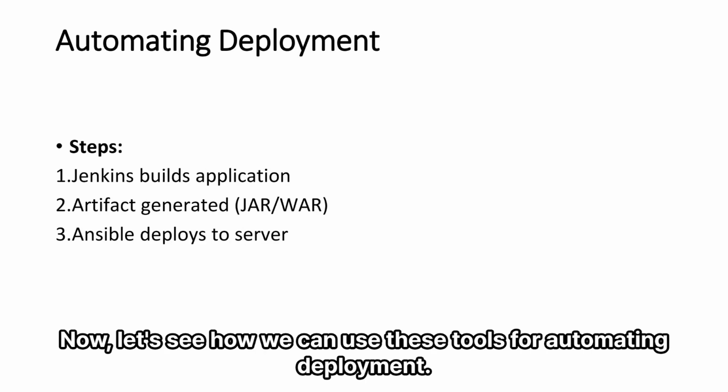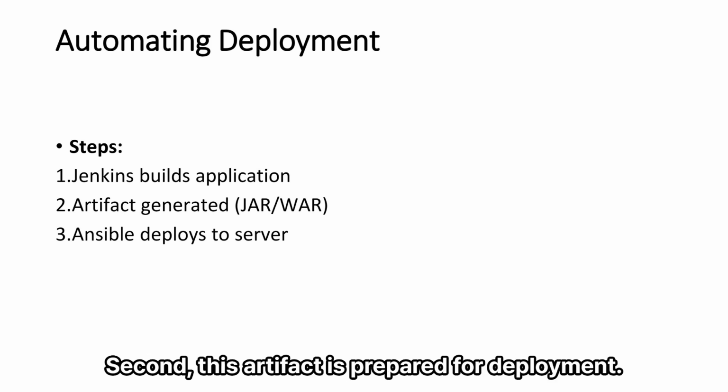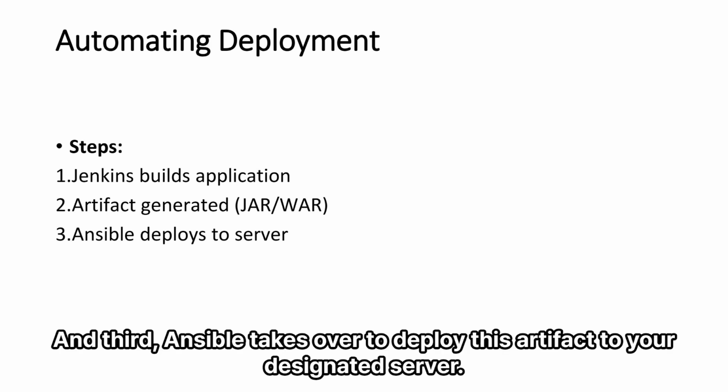Now, let's see how we can use these tools for automating deployment. The process involves three main steps. First, Jenkins builds your application, generating an artifact like a JAR or WAR file. Second, this artifact is prepared for deployment. And third, Ansible takes over to deploy this artifact to your designated server.